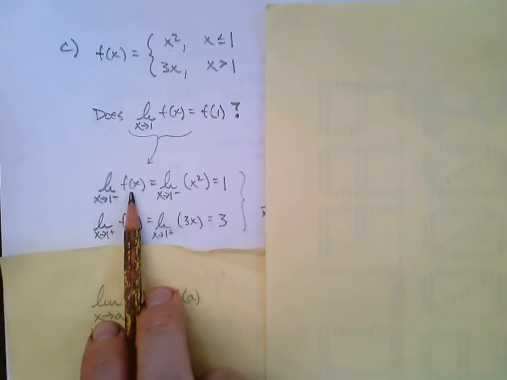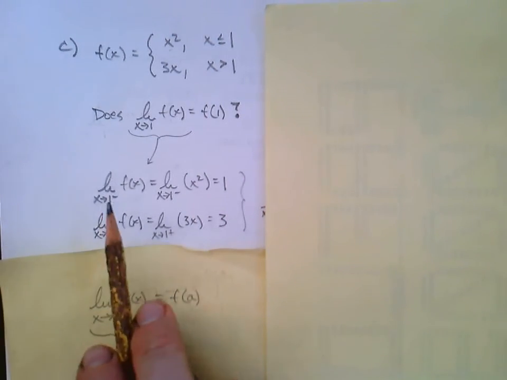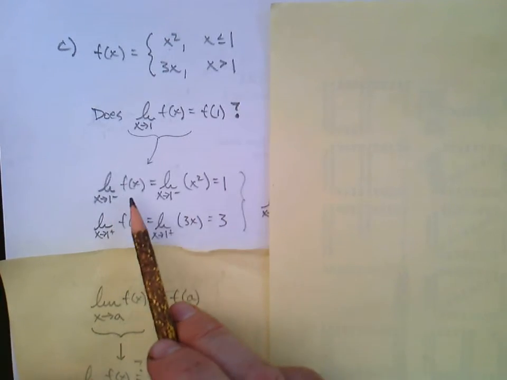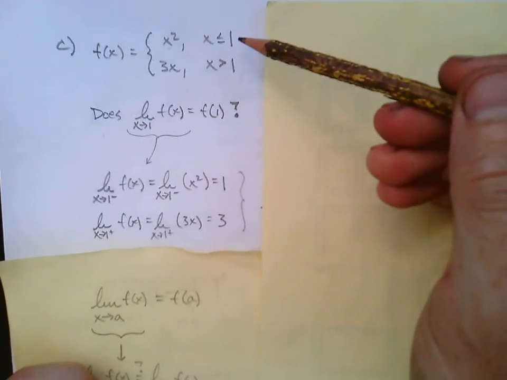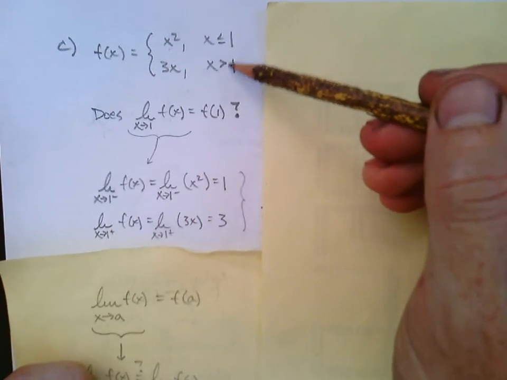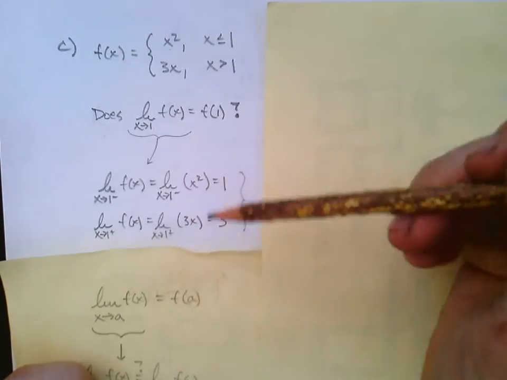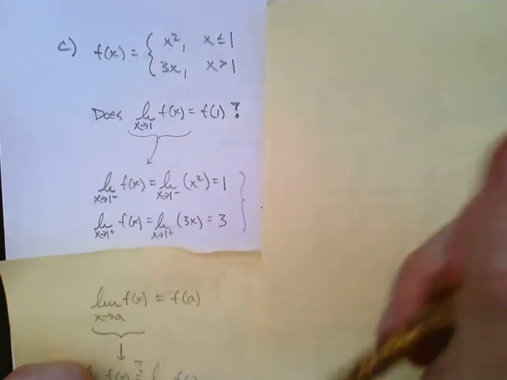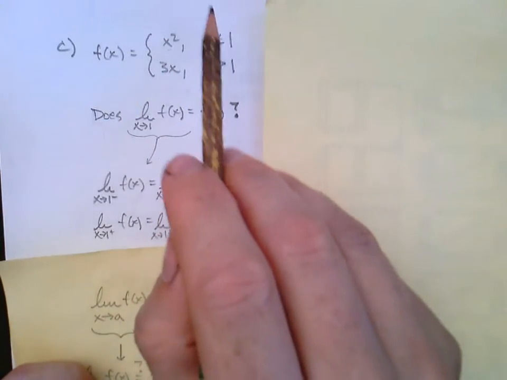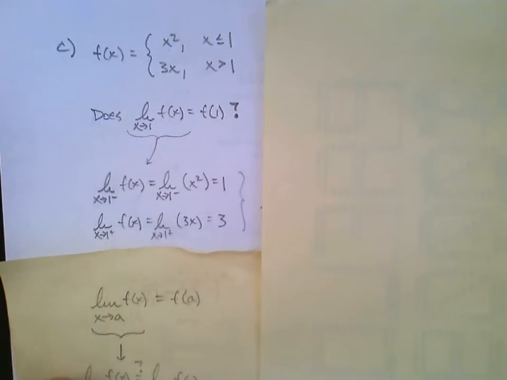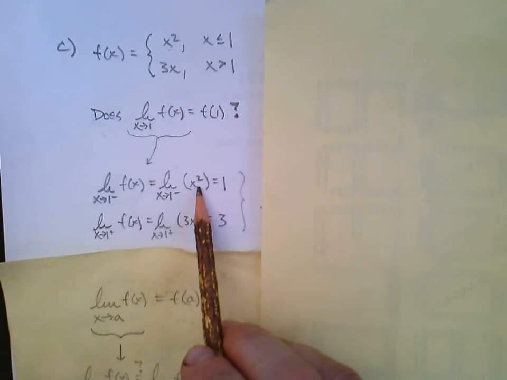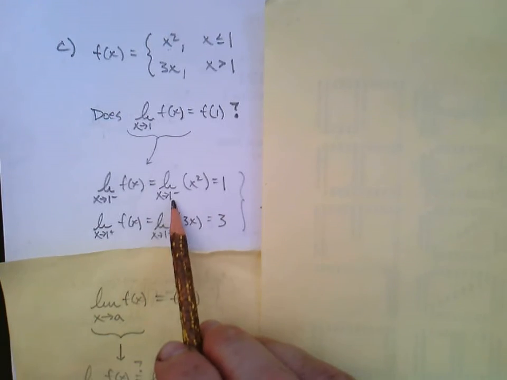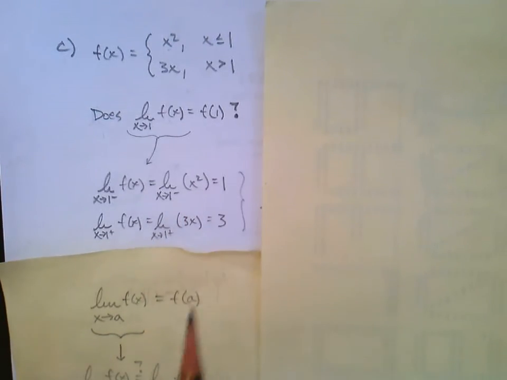So the limit of f of x as x approaches 1 from the left. Okay, so when looking at it from the left, which of the two pieces do we take? Do we take the x squared or the 3x? Well, on the left, the number's a little bit smaller than 1, so that's less than 1. We'll use the x squared. And we'll just plug the 1 in and get 1.